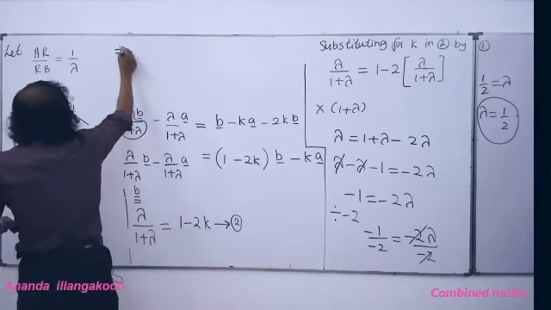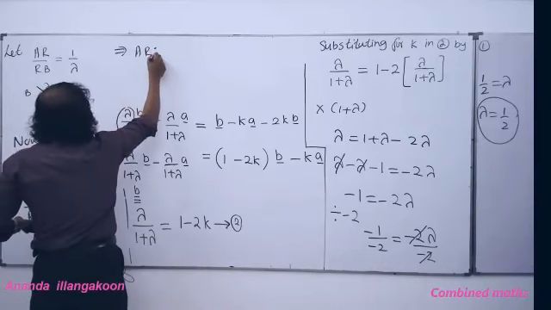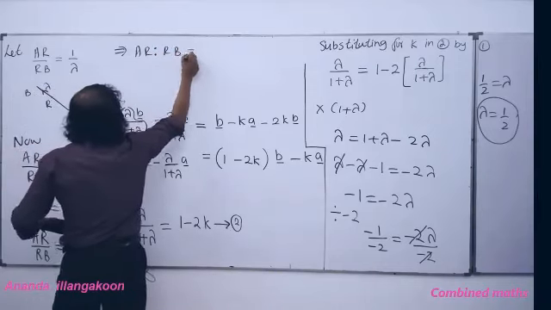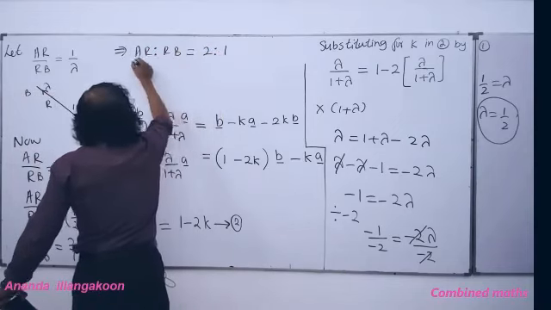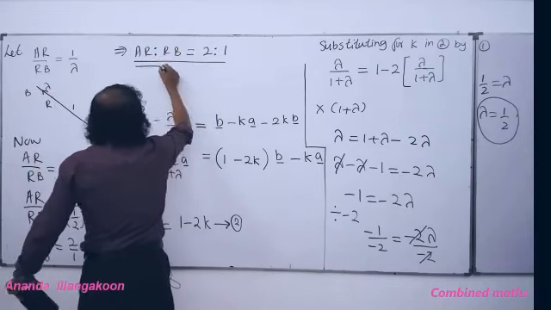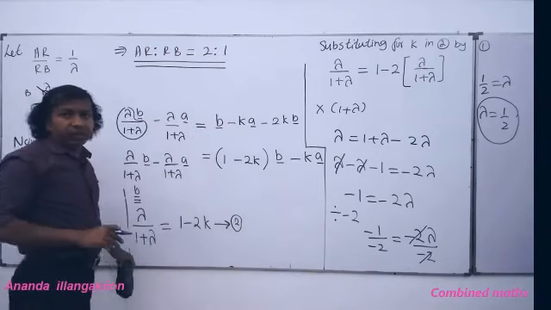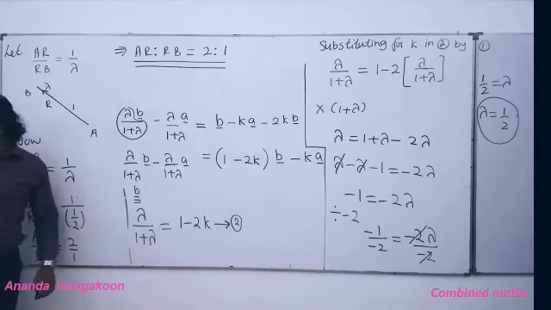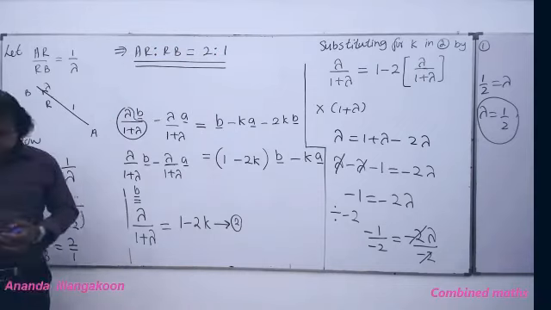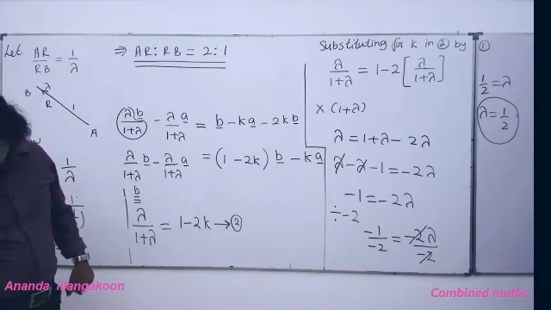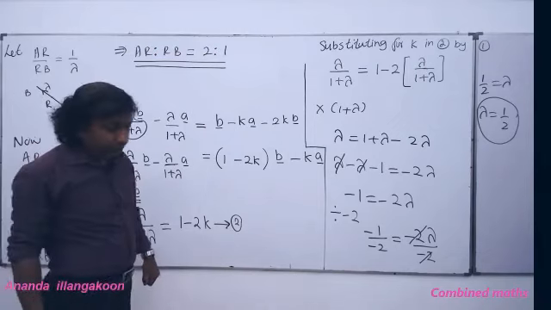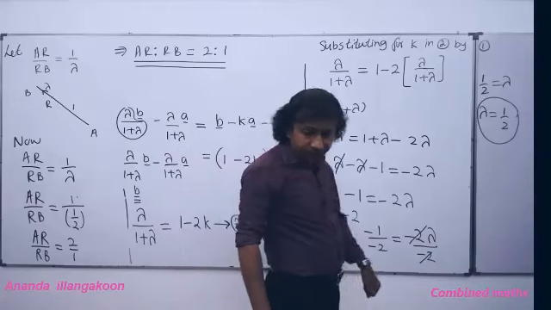AR divided by RB equals 2 by 1 means the AR to RB ratio is equal to 2 is to 1. This implies the AR to RB ratio is 2 to 1. This way we get that down. Right, now that's how we take that down.